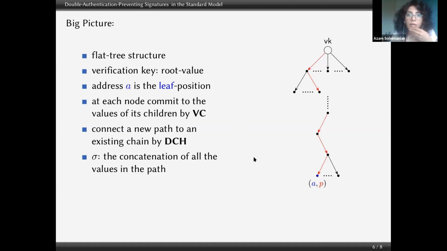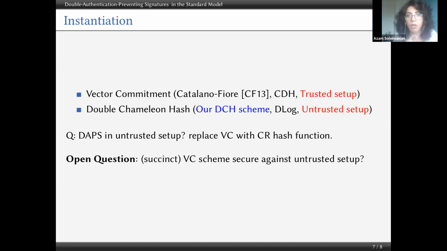And we are also using double chameleon hash to connect your current path to an existing path when you arrive at a node that you have already visited. So you find a collision and you just connect these two paths together. That was the big picture of our construction.